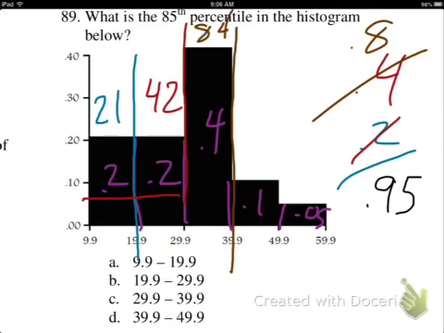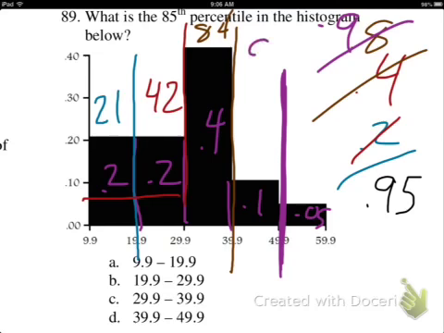And then the last one, everything below 49.9 is going to be 0.9 divided by 0.95. So that's 94.7, so 95.